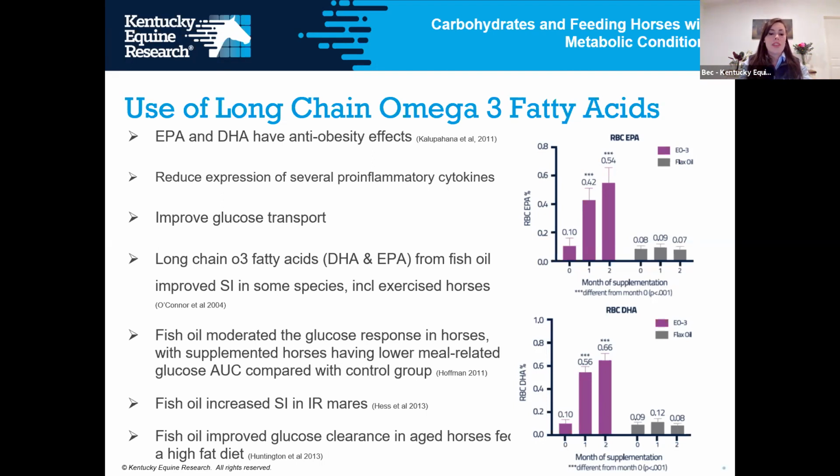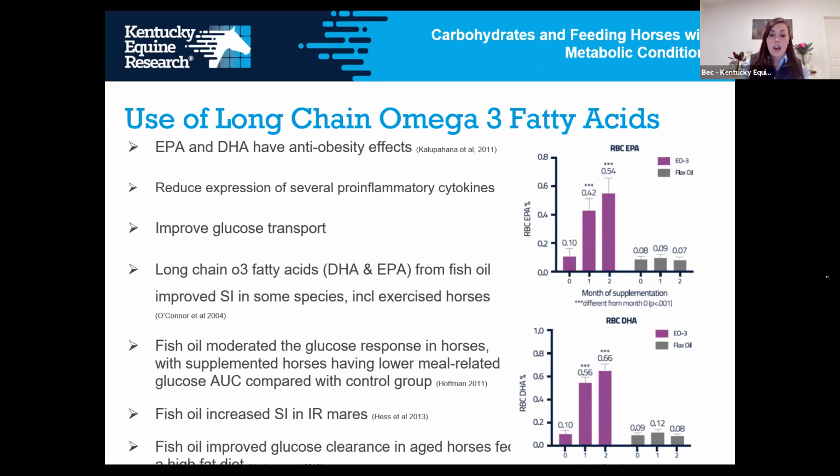But we do need to remember that fish oil can moderate that glucose response in horses, and has also been shown to have an impact on increasing insulin sensitivity in insulin-resistant mares, so in breeding stock, and in aged horses that were fed a high-fat diet.